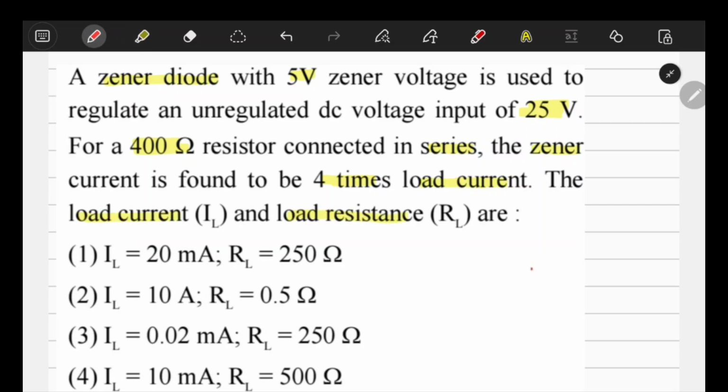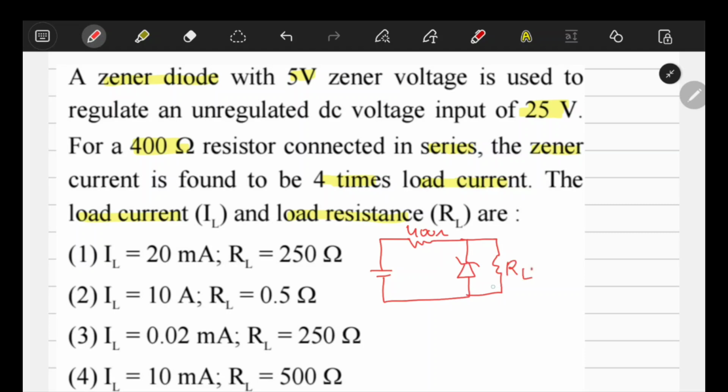This question is important. Why? Reason being there is no diagram. So the first thing we need to do is make a diagram of this. So this is the 25 volt supply. This is your 400 ohm resistance. Now this is your Zener diode. You know the design. And then we have this load resistance across which we want a regulated supply.